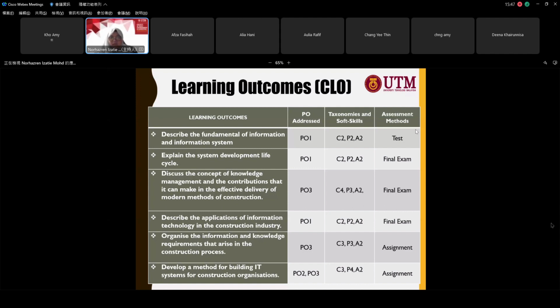So as you can see, one topic will be covered in the test, which is CLO1. Topik 1, hanya topik satu saja yang akan masuk test. So I hope you can study the notes and also watch the lecture notes by Prof. Kerunita. After that, the final exam is about the system development life cycle and the concept of knowledge management, including the application of information technology in the construction industry. Last but not least, organize information and develop a method ataupun a system for a construction organization to solve their problem.